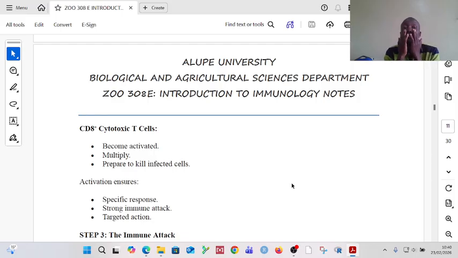Then activation will also ensure that there is a strong immune attack. That's why multiplication is happening. Okay? So once the T cell has been activated, then it multiplies, increases in number, so that when it attacks, that attack will be strong. Then activation also ensures that the action is targeted to that particular pathogen, targeted to that particular cell.